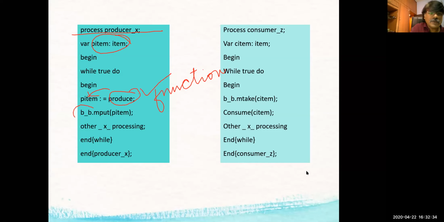Then what is the producer doing? It is invoking the function of B underscore B. B underscore B is the name of the monitor. And within that monitor, what is there? There is a function called input.